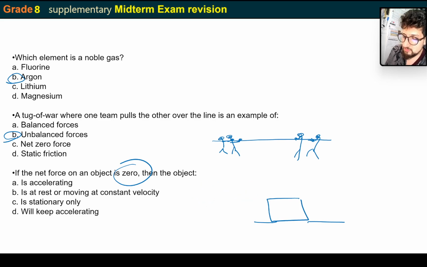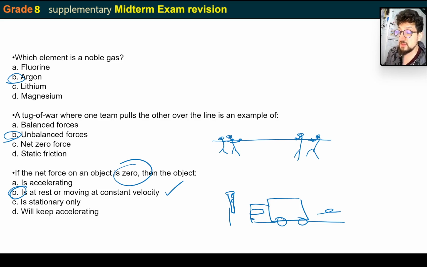That's just a little bit of extra information. You're not really expected to know that. So if there's no acceleration, there's no net force, but it can still be moving at constant speed. Okay, so if we take a truck, for example, if it's moving at constant speed, then it has no acceleration. And if it's not moving at all, then it also has no acceleration. So it is at rest, which means it's not moving, or at constant velocity, that's the correct one.